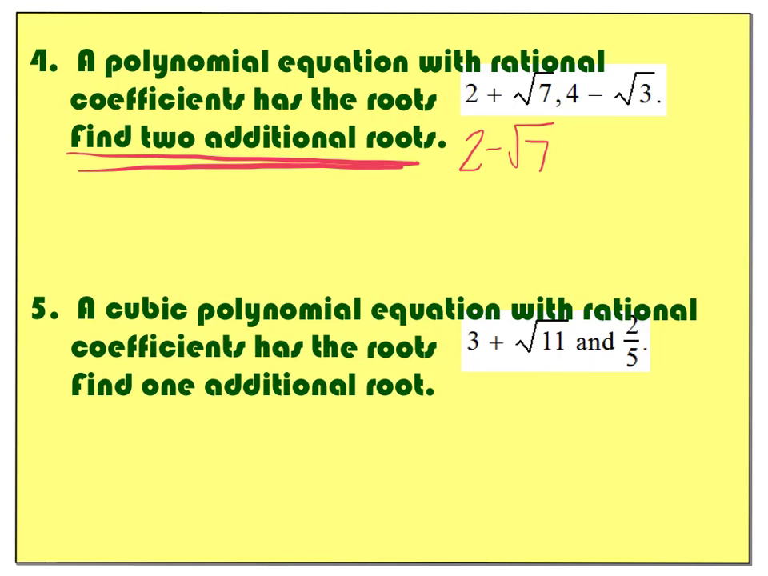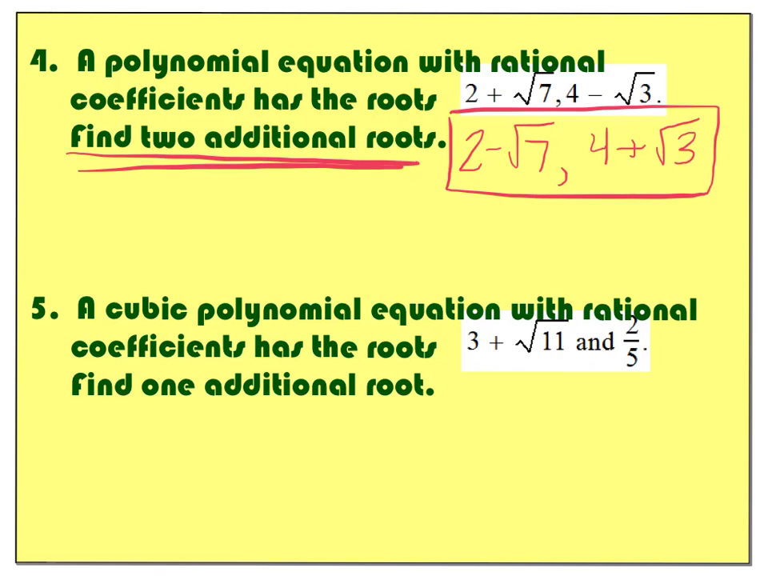Same thing with 4 minus radical 3. The radical 3 means I have to use the buddy system. I have to consider the positive and the negative value. So I also have 4 plus radical 3. These are your 2 additional roots.